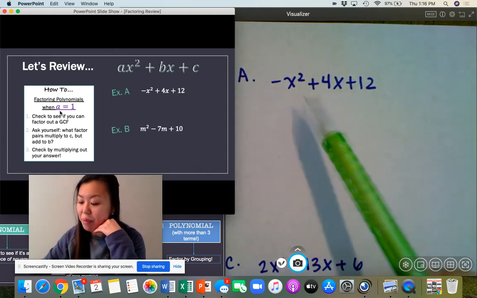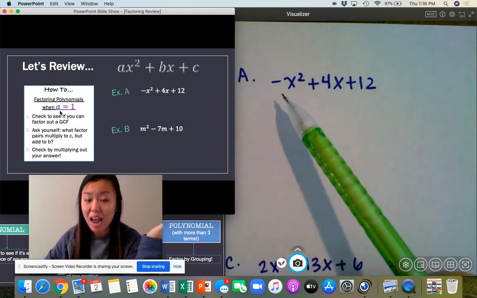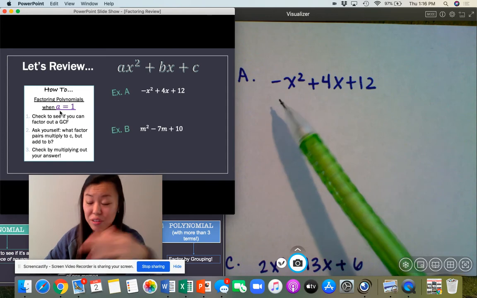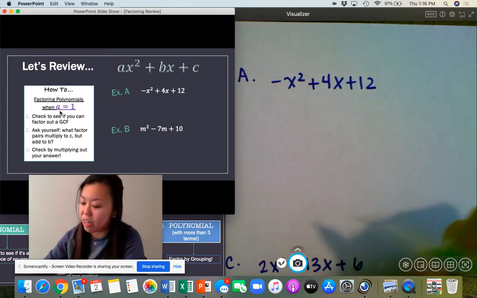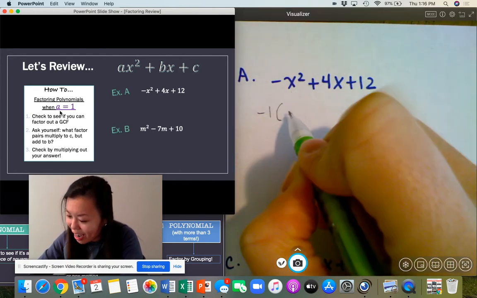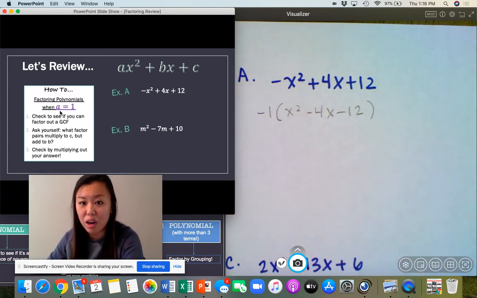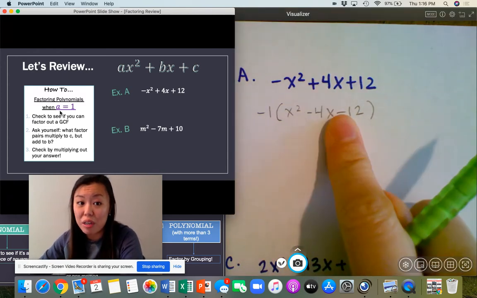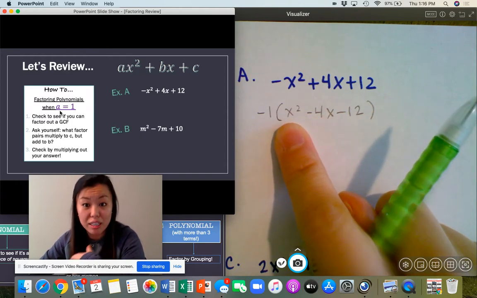So my first step is to ask myself, is there a GCF? And automatically I look here and I notice that my first term is negative. So I'm going to factor out a -1. Anytime your first term is negative, you want to factor out a -1. So I have -1 times the quantity what? That's correct, x squared minus 4x minus 12. All right, now I have a polynomial with my leading coefficient as 1. We can now go through that process of guess and check.